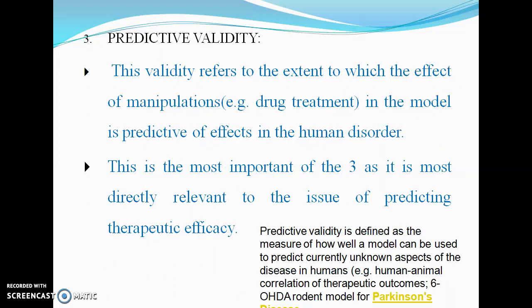Then the last type is the predictive validity. This predictive validity can be defined as a measure of how well a model can be used to predict currently unknown aspects of the disease in humans. So we are going to correlate the therapeutic outcomes from the animal model to the human models. The best example is the use of the 6-hydroxydopamine rodent model for Parkinson's disease, because 6-hydroxydopamine can induce Parkinson's in the animal.